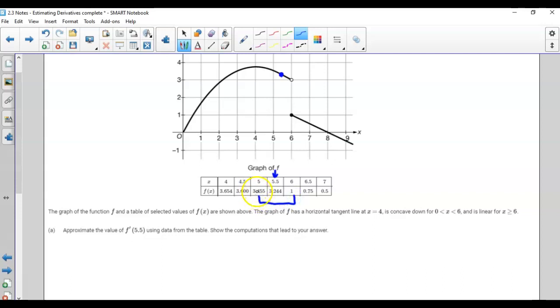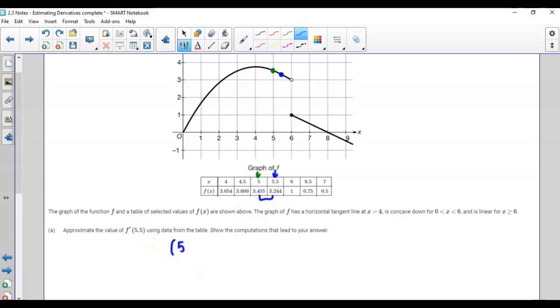However, if we look at the graph right here, at 5, we have this point right here. At 6, it's jumped down here to -1. So if we draw a line that has this slope, that really would not be a good approximation for the slope at 5.5. So in this particular case, rather than using 5 and 6, we're going to get the most accurate estimate if we just use 5 and 5.5. So we want to find the slope between these 2 points.